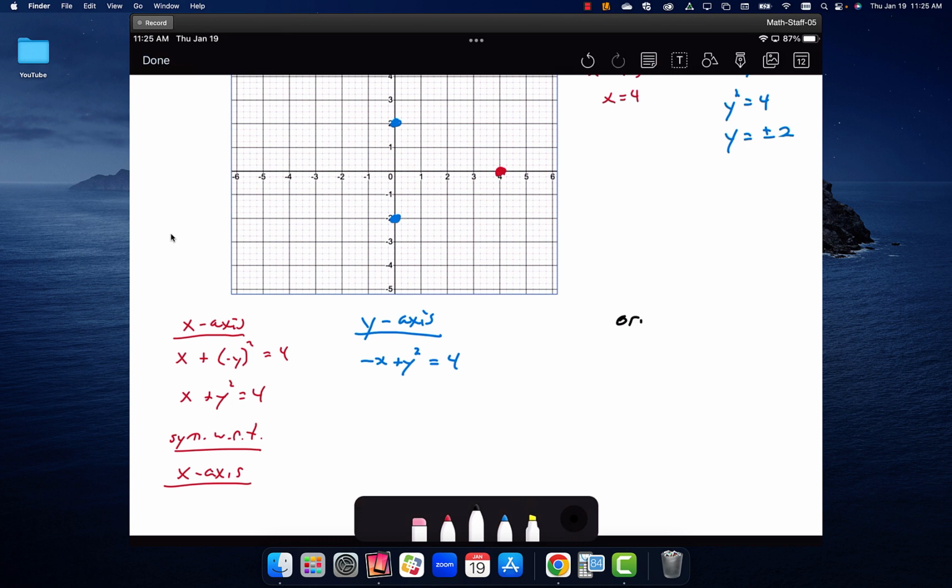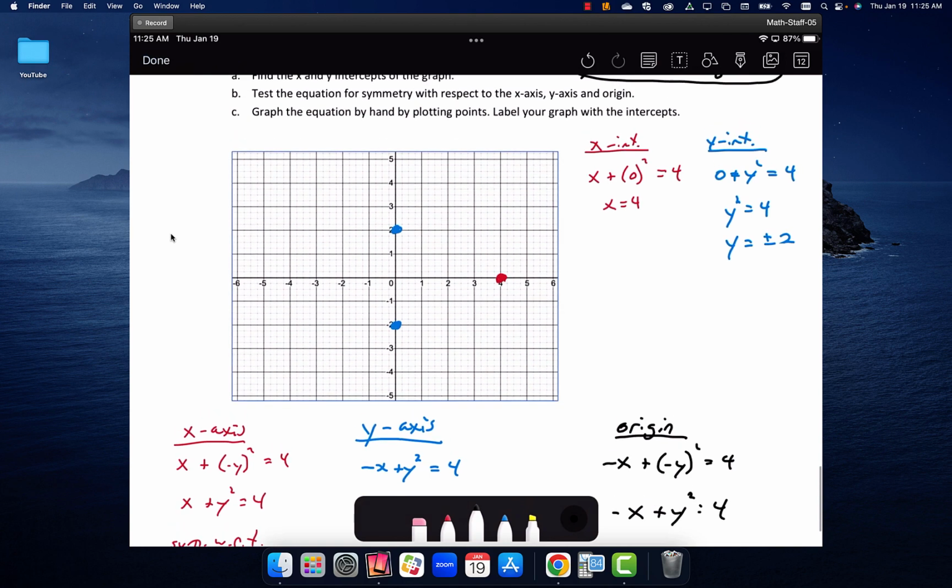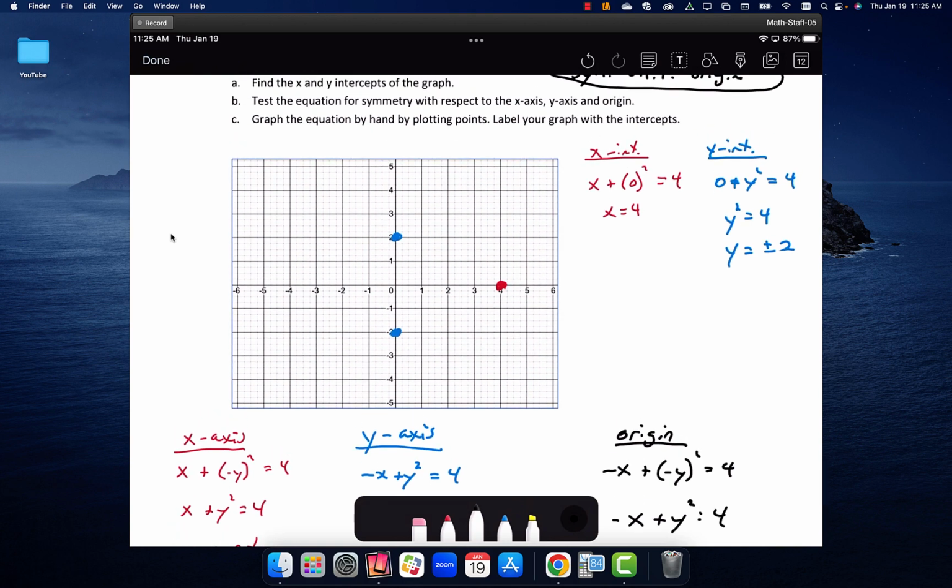And then symmetry about the origin, we replace x with negative x and y with negative y. And we want to simplify. Negative x plus y squared equals 4 is not equivalent to what we started with. So we do not have symmetry about the origin.